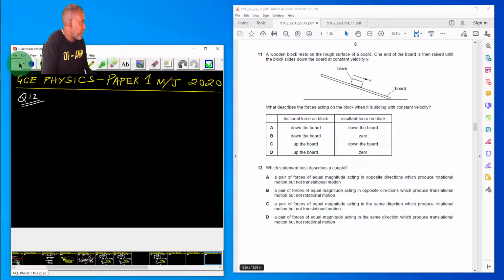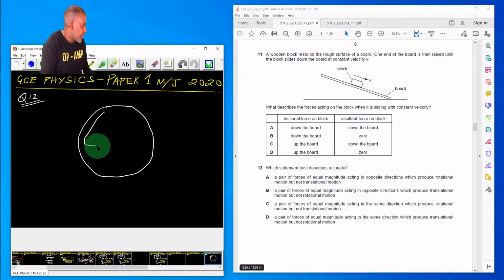Like, for instance, when you look at the steering wheel of a car, there's the steering wheel. Let me just draw a realistic diagram of how maybe the steering wheel of the car would look like.